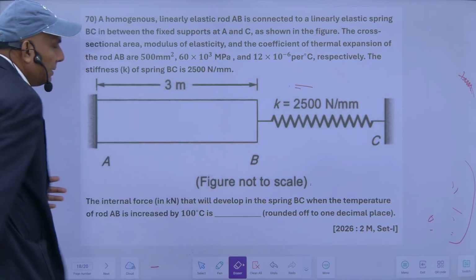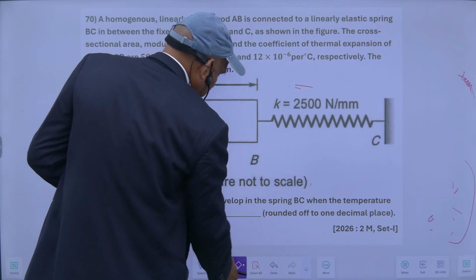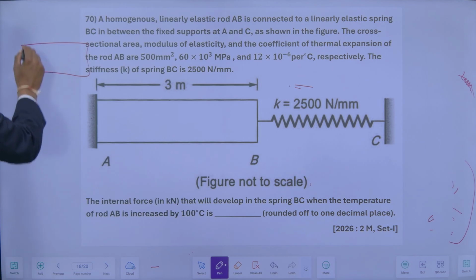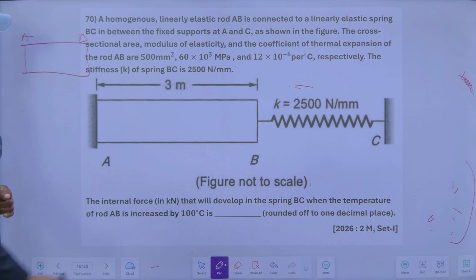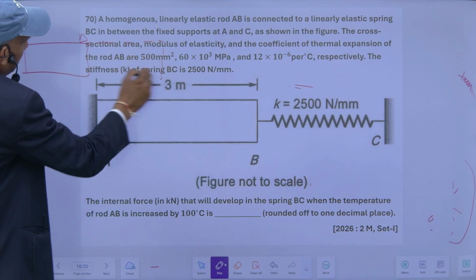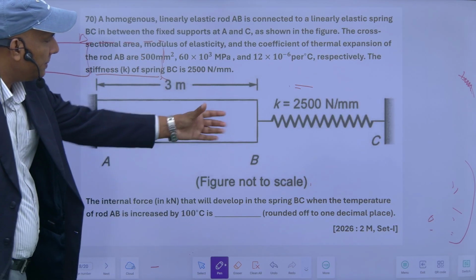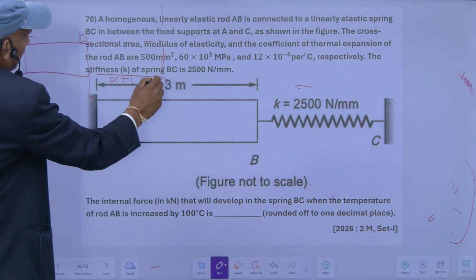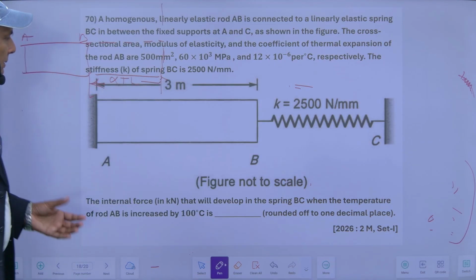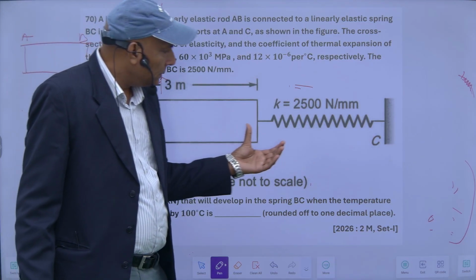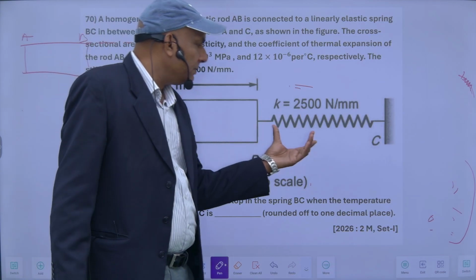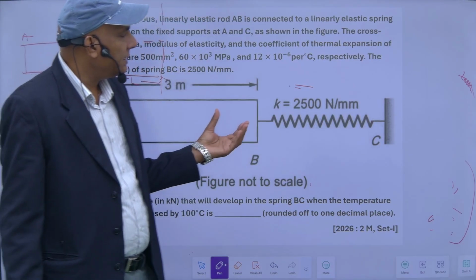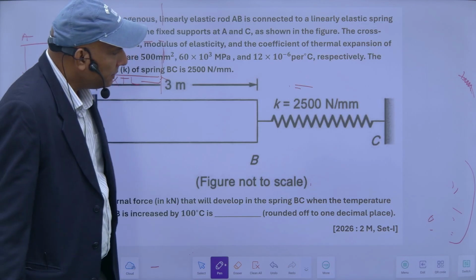So this is my rod AB. I have increased the temperature, so there will be some expansion. This is free to expand, so it will expand this way. This will be alpha TL, so this much will it expand. Now this spring is flexible, so it will offer some kind of flexibility. Some kind of yielding is permitted like this.